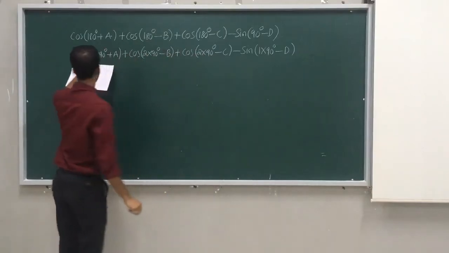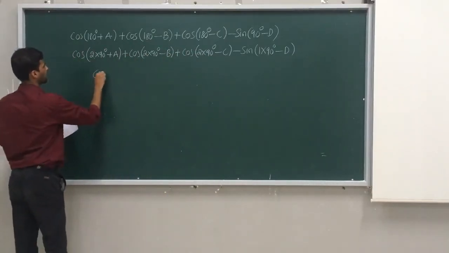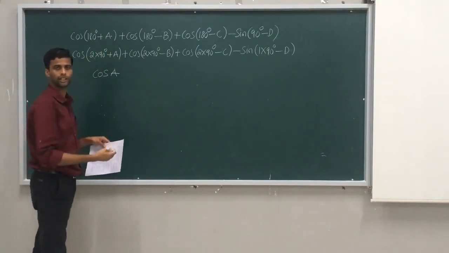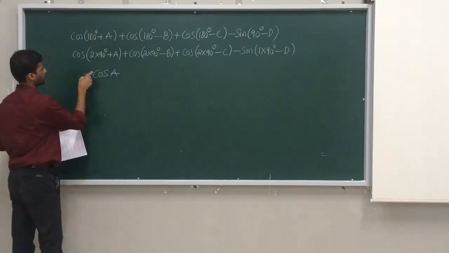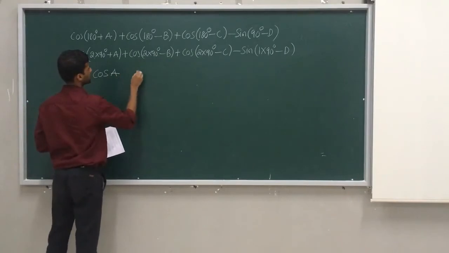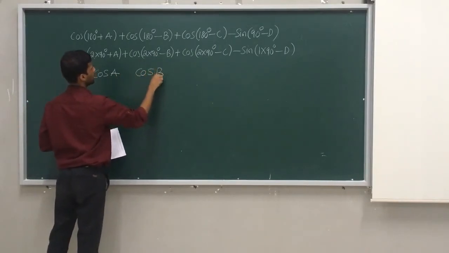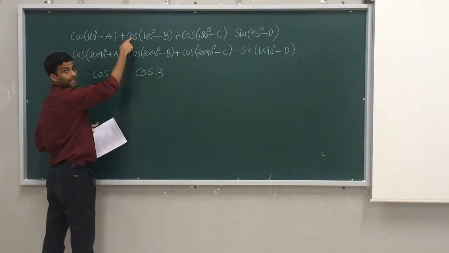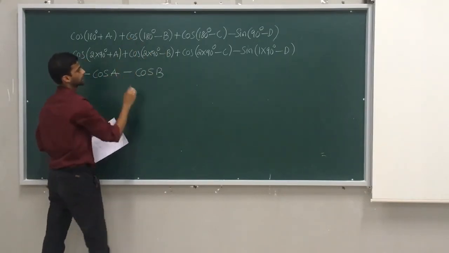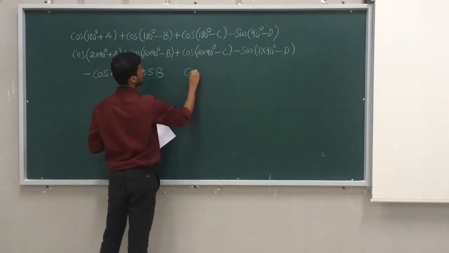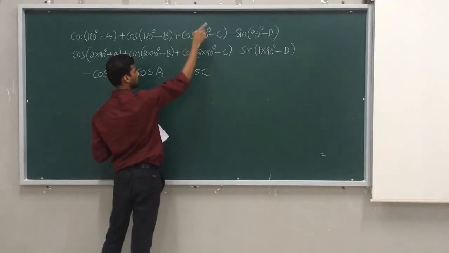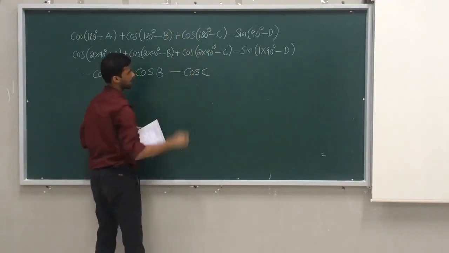An even multiple means the function stays the same, so it is cos A. 180 plus theta means third quadrant, where cos is negative. Then the next one is the same function, cos B. 180 minus theta means second quadrant, where cos is negative according to ASTC. Minus, it is cos C, because it is even. 180 minus theta is again second quadrant, where cos is negative.